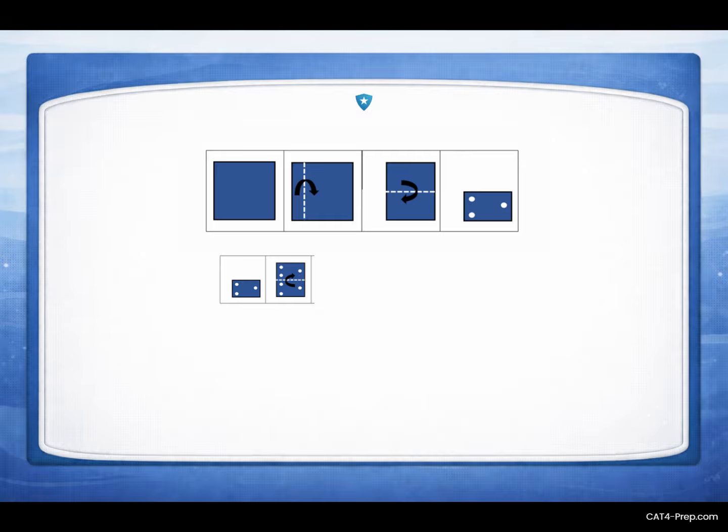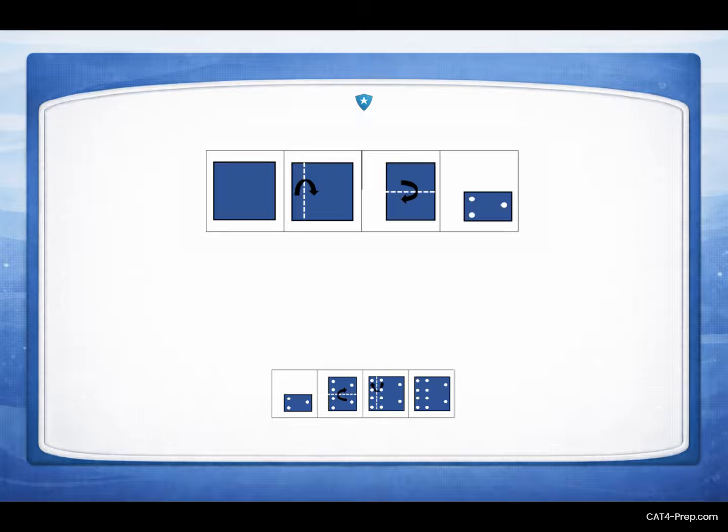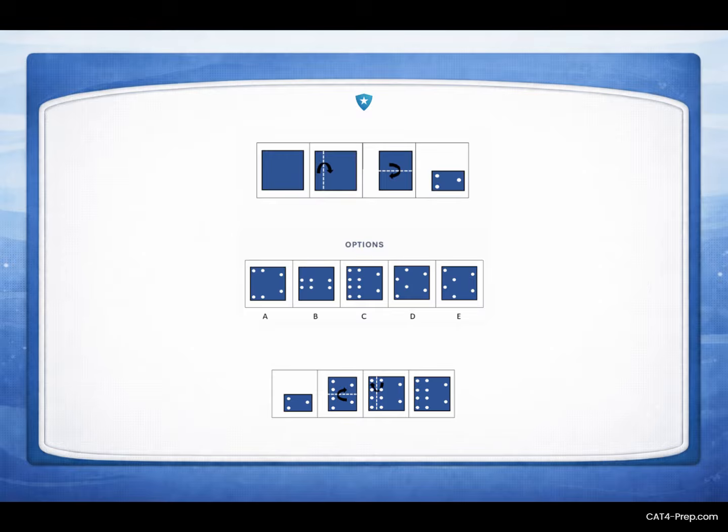So we open the horizontal fold. All 3 holes are mirrored up and down. That gives us 6 holes. Next, we open the vertical flap. Only the holes that were inside the flap get copied left and right. That adds 4 more holes. So in total, we have 10 holes. Now compare the options. Only option C shows 10 holes in the correct mirrored positions. So the correct answer is C.